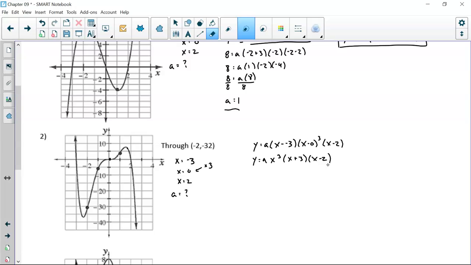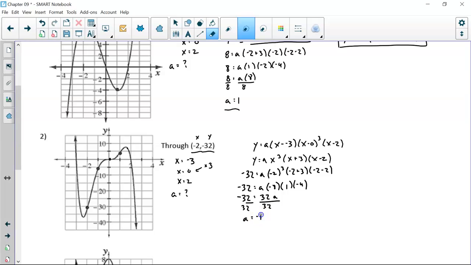Now to solve for a, we're being given this point. There's my x and my y. So -32 equals a times -2 cubed, -2 plus 3, -2 minus 2. So -32 equals a times -2 to the third, which is -8, times 1 times -4. -32 equals 32a. Divide both sides by 32.